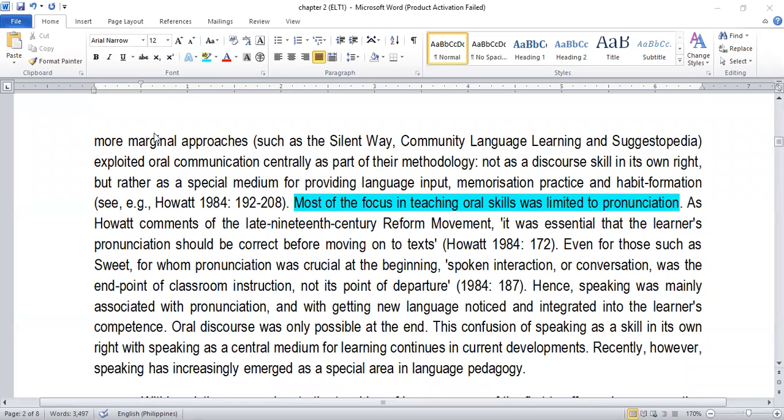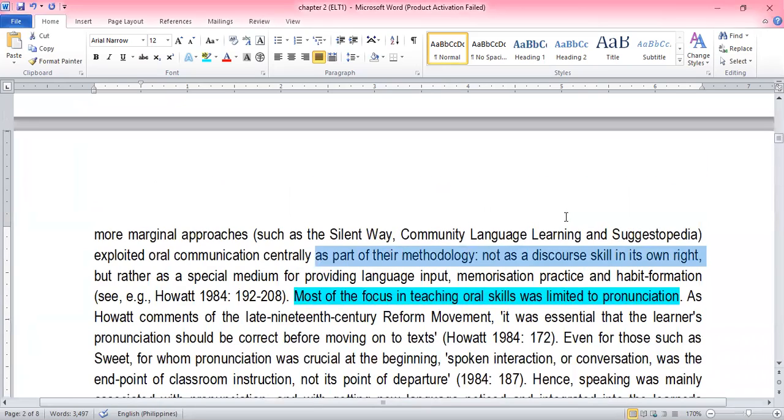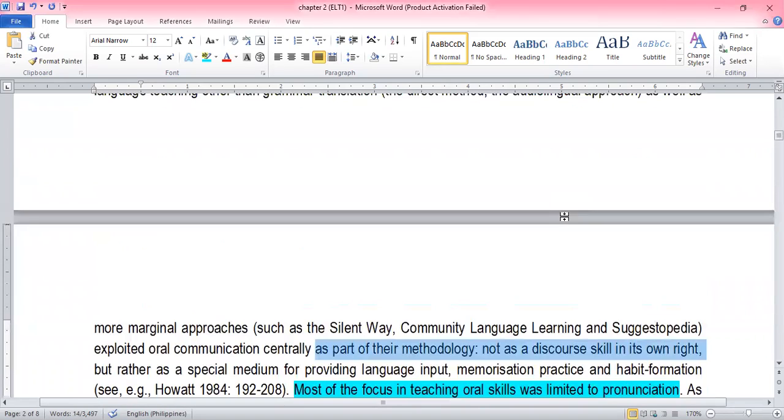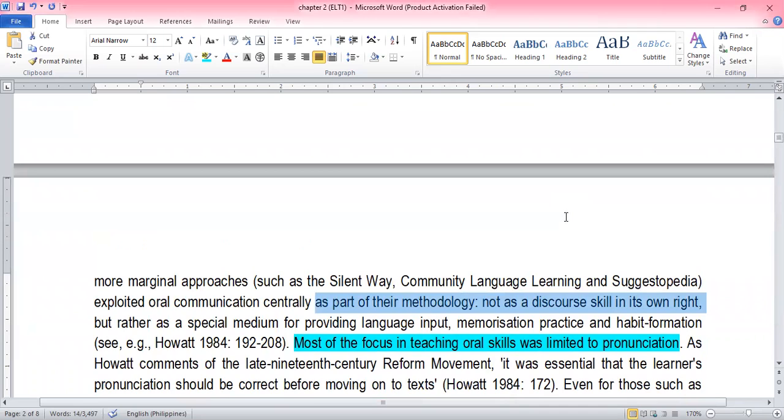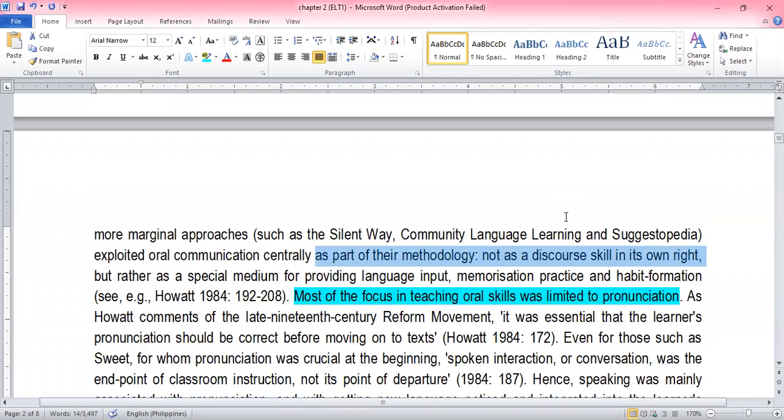Ano ba ibig sabihin itong last part na ito? Ang ibig sabihin yan is before, ginagamit lang ang speaking as parte ng lesson pero hindi siya gagamitin pang assessment. Hindi siya gagamitin sa evaluation or sa assessment to assess if the child is proficient when it comes to speaking the language. Used lang siya as a strategy, ang speaking. It's not used as a discourse skill in its own right. So yun yung naging problema.